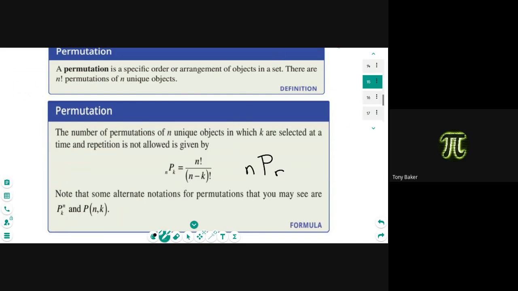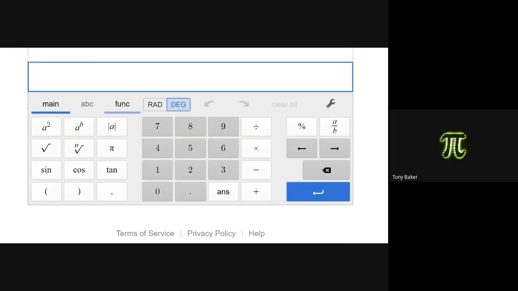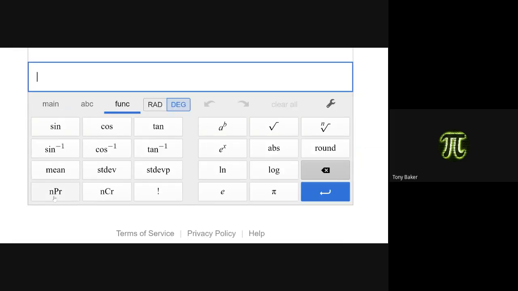Oh, I forgot, I've got to bring up Desmos. So on the Desmos calculator, that is your nPr button. Just click it and we're going to type the numbers after it. Your scientific calculator on your phone probably does not have those buttons.